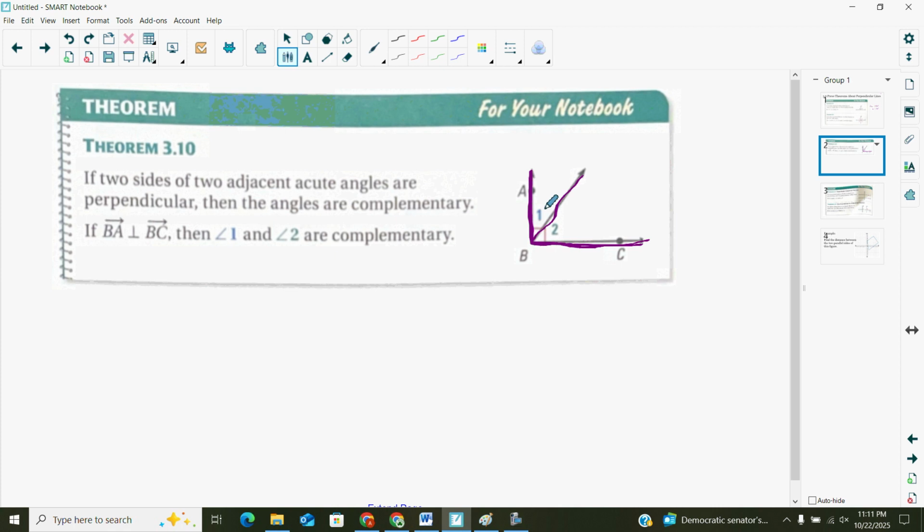then by definition, angles 1 and 2 have to add up to 90 degrees. Therefore, they are complementary. So using this figure here, if ray BA and ray BC are perpendicular to one another, then angles 1 and 2 have to be complementary. They need to add up to 90 degrees.